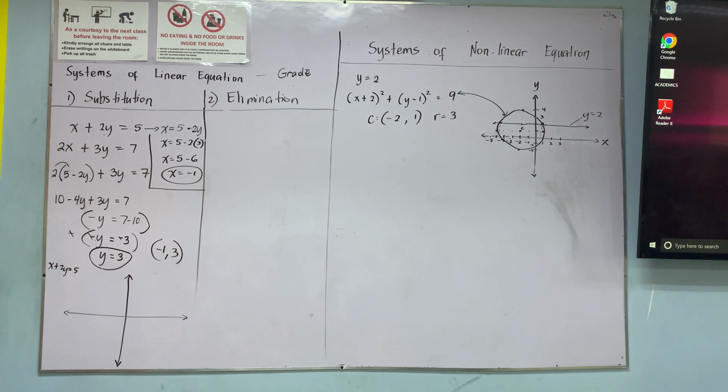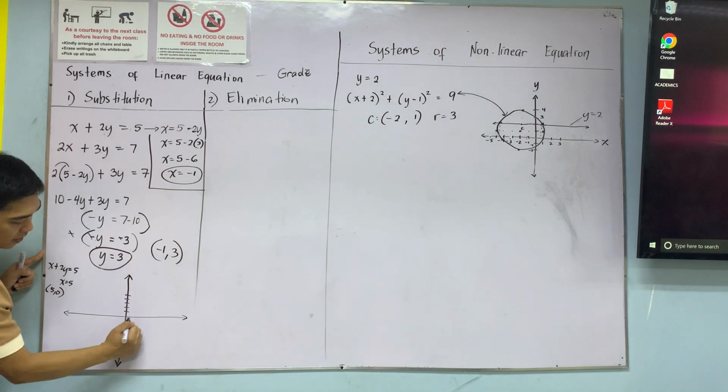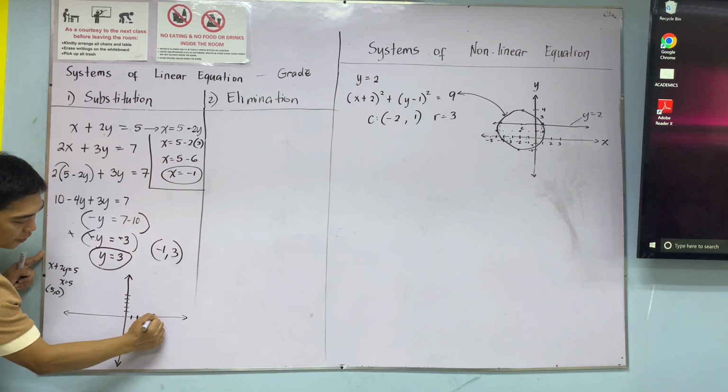To find the x intercept, let y be 0. If y is 0, 2 times 0, wala na yan. So, x is 5 na lang. So, ang coordinate natin is 5, 0. So, where's 5, 0? 1, 2, 3, 4, 5.